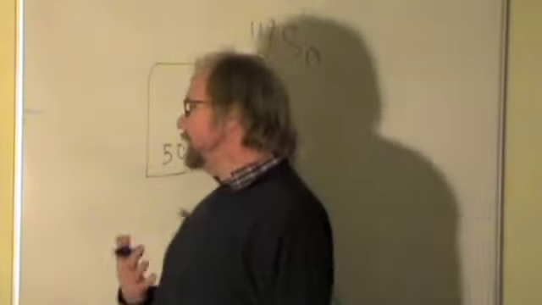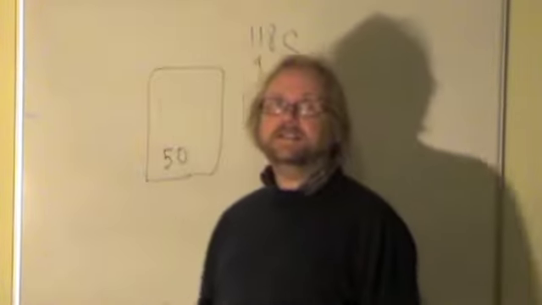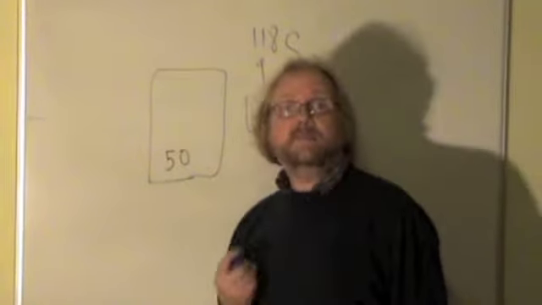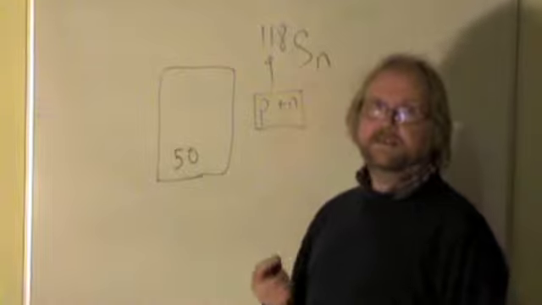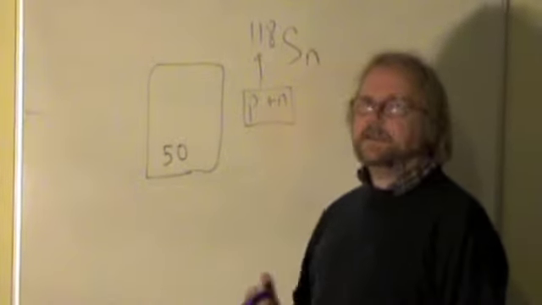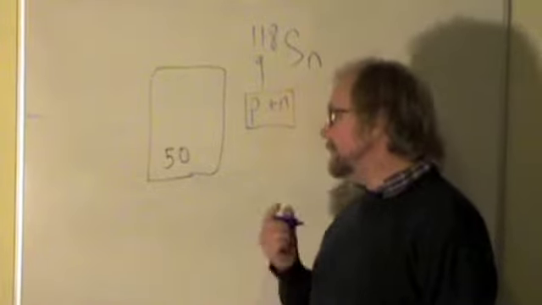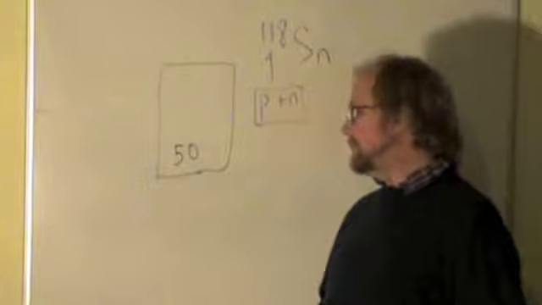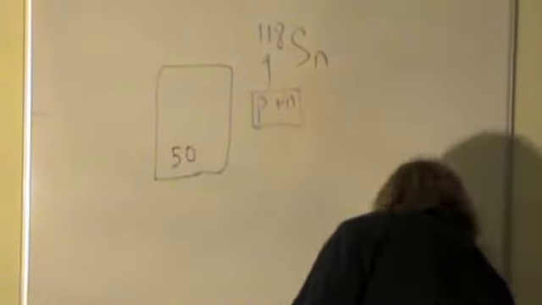Then it says, what about if we have tin 120 instead of tin 118? And clearly the mass number is 2 more, and remember it's the number of neutrons that's different. If the protons were different, it would be a different element, so it's not that. It has to be the number of neutrons that are different, and again, be specific. You have to say 2 more neutrons in tin 120.